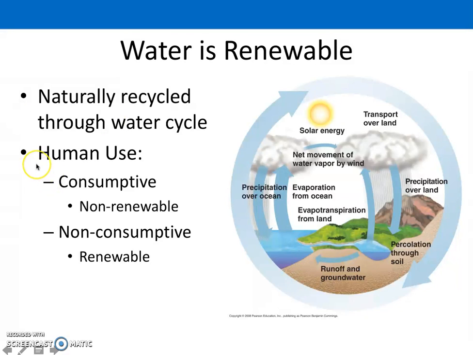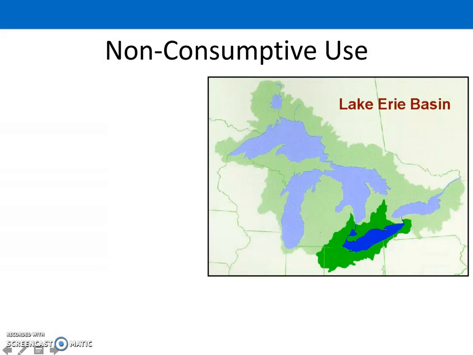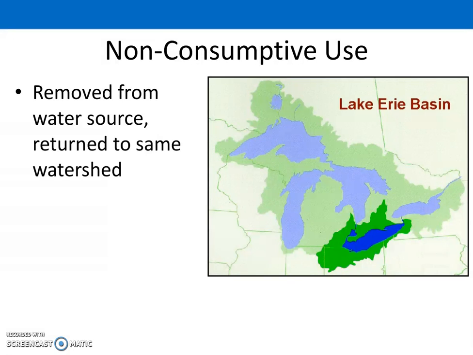Now with human use, water can be used in two different ways. Water use can be consumptive, and in that case, it's non-renewable, and I'll describe that a little bit later on. Or human water use can be non-consumptive, which is renewable, and we're going to talk about that coming up on the next slide. So non-consumptive water use occurs when water is removed from the source, so over here I have Lake Erie highlighted.